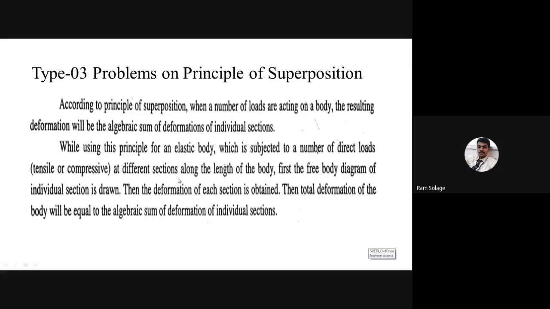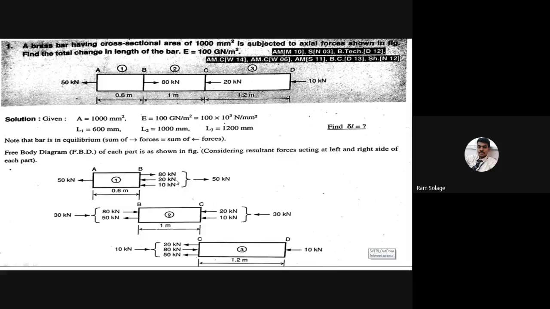What is this principle of superposition? Now I will show one diagram. Before understanding the principle of superposition, just see the diagram. It shows a 50 kilonewton load, and sections A, B, C, D are there. Basically, in this diagram, 3 sections are there: section 1, section 2, and section 3.